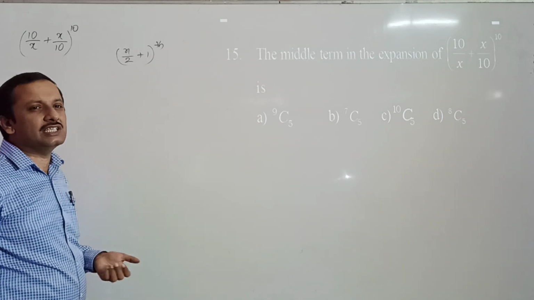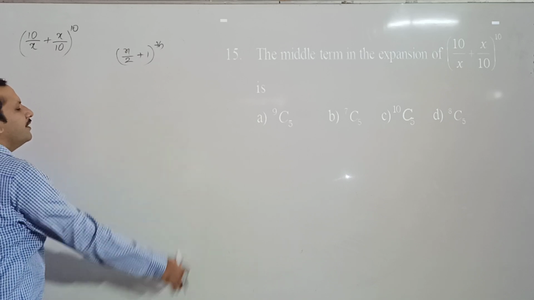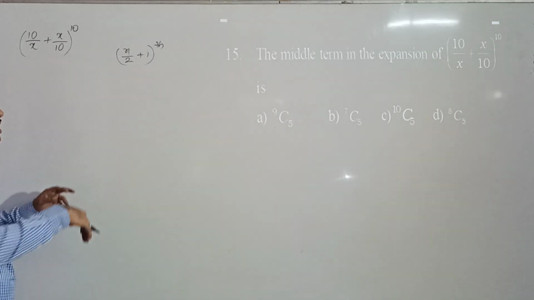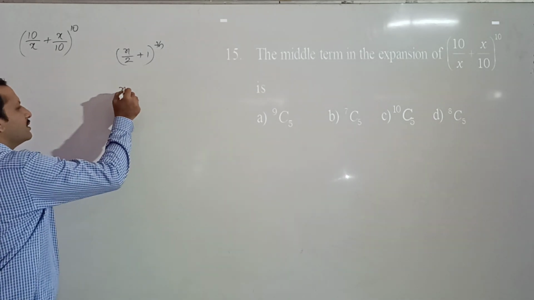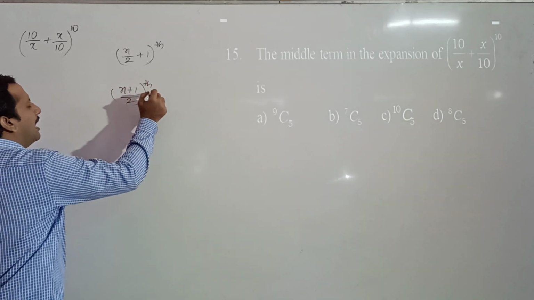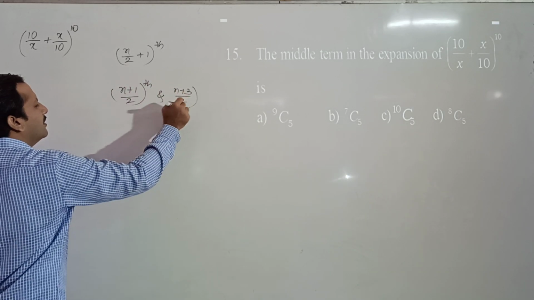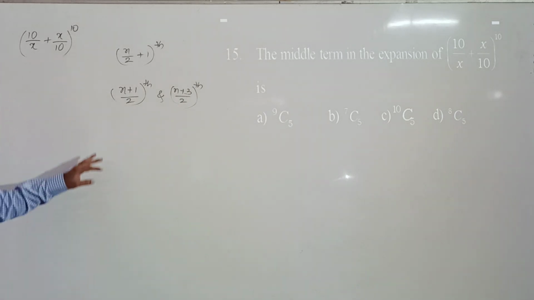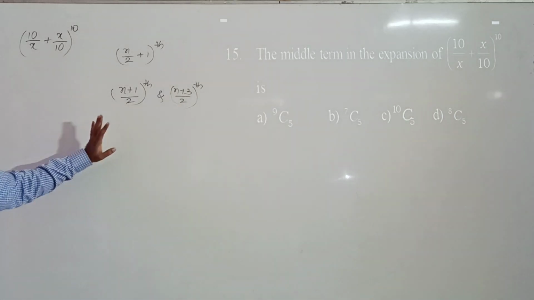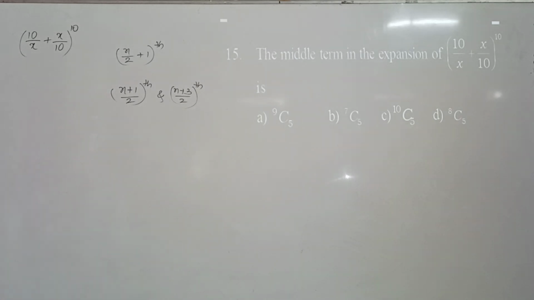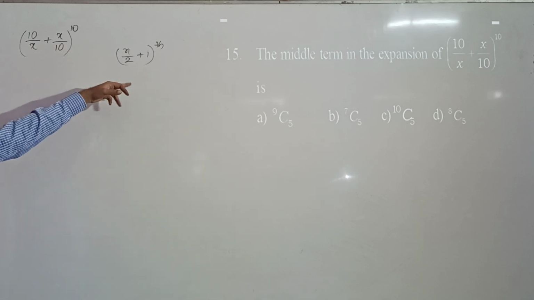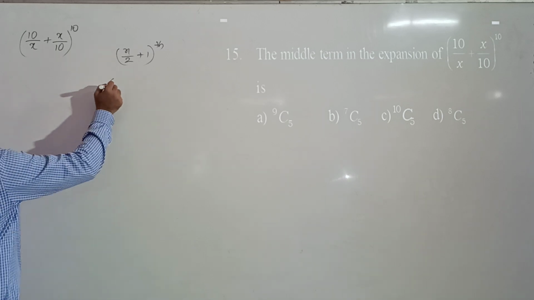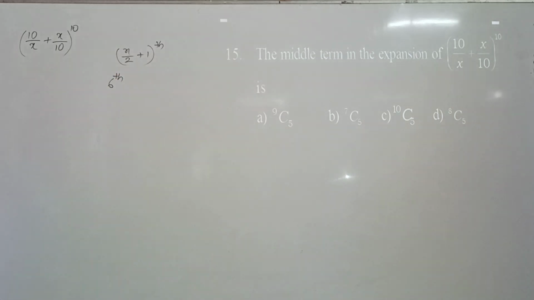That is, if n is odd, then what happens? If n is odd, then there will be two middle terms. Those two middle terms are n plus 1 by 2th term and n plus 3 by 2th term. These two will give you the two middle terms. Okay. So now, since we have n as even in this case, so n by 2 plus 1 term is the middle term. N is 10 here, n by 2 that is 5. 5 plus 1, the 6th term is the middle term.